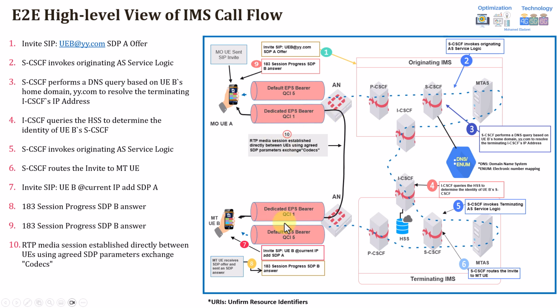Now, in between, the dedicated bearer will be created between user B and user A, which is through the QCI 1. And now the RTP media can flow directly from user A to user B through this access network through the QCI 1. We'll explain in detail how this can be done. So the RTP media is established directly between both of the users using the agreed SDP offer or parameters in general, which means, in summary, what kind of codec is being supported. So this will be transferred over here.